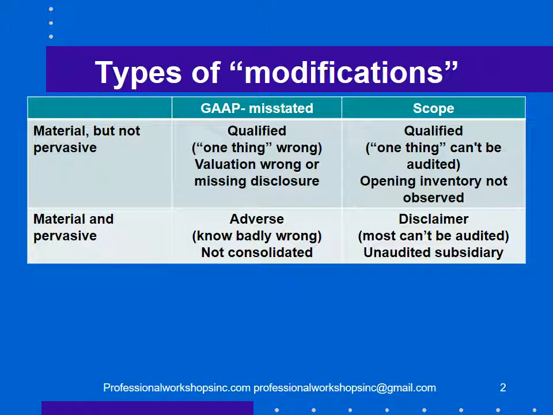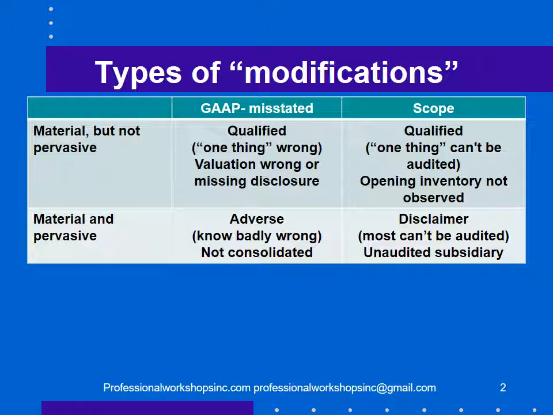Material and pervasive with respect to GAAP, adverse, we know it's wrong. Everything in the financial statements is wrong. We have a material subsidiary. It's not consolidated. The financial statements are just wrong. And it would be far too complicated, and the users probably wouldn't understand if we tried to write in the audit report everything that was wrong, so we give an adverse opinion.